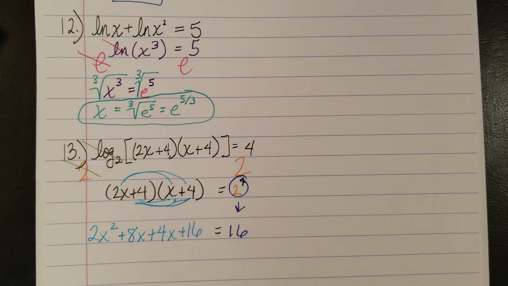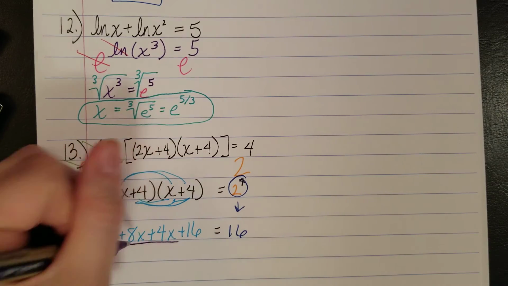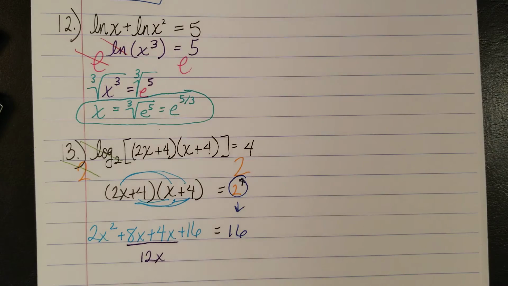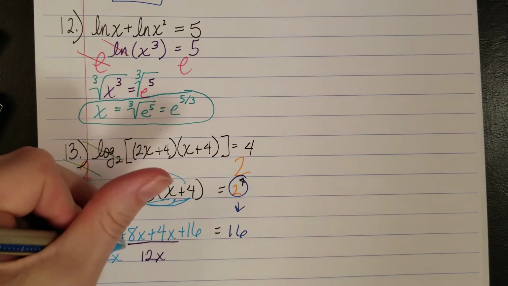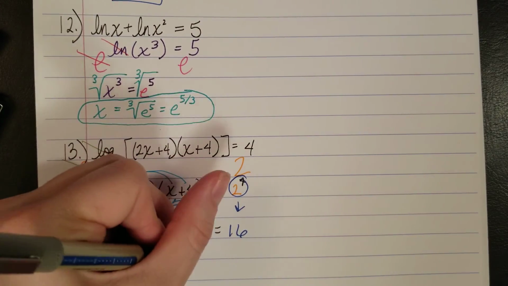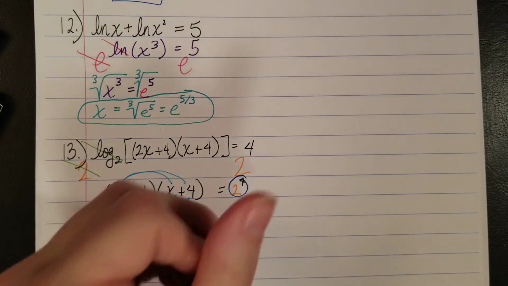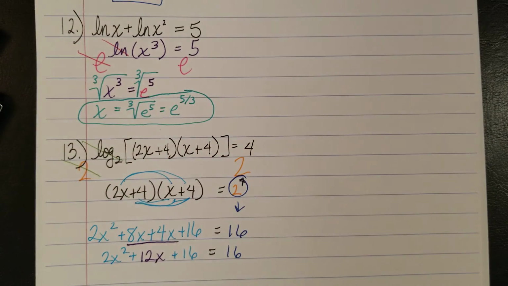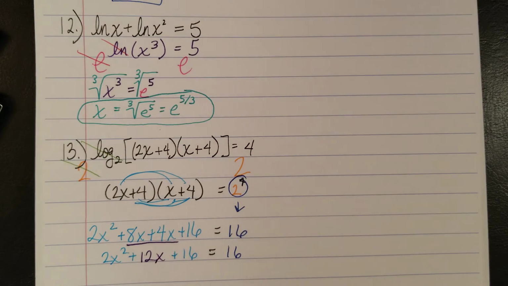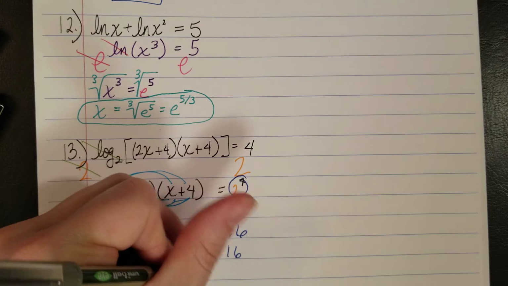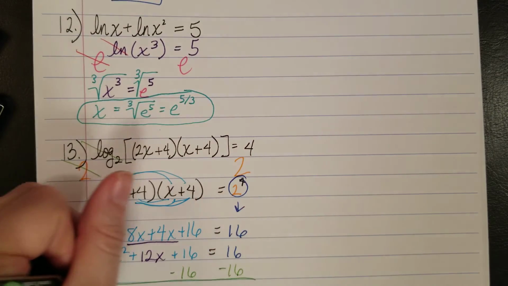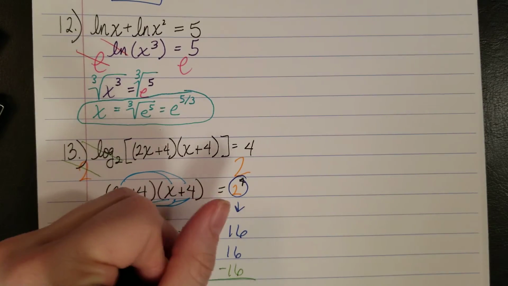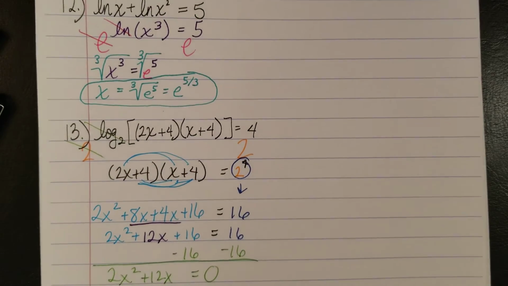So I can combine like terms. 8x plus 4x equals 12x. So I've got 2x squared plus 12x plus 16 equals 16. And then I can subtract 16 from both sides. So that would give me 2x squared plus 12x equals 0.